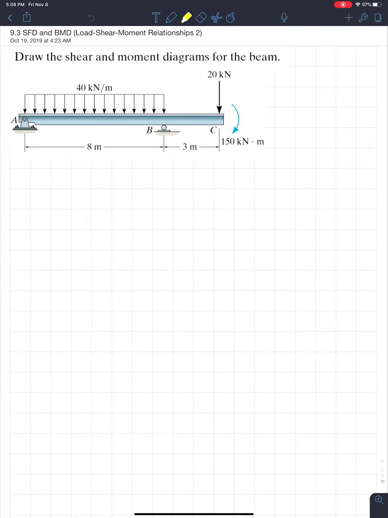Alrighty, so looking at this example, it wants us to draw the shear and moment diagrams for the beam. So exact same question as we had last time, and probably the exact same question that you will get on your final. So we're just going to jump into it real quick. First thing that we'll always need to do for these type of problems is find support reactions.